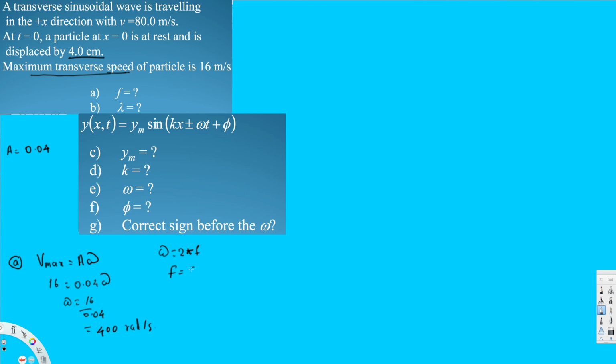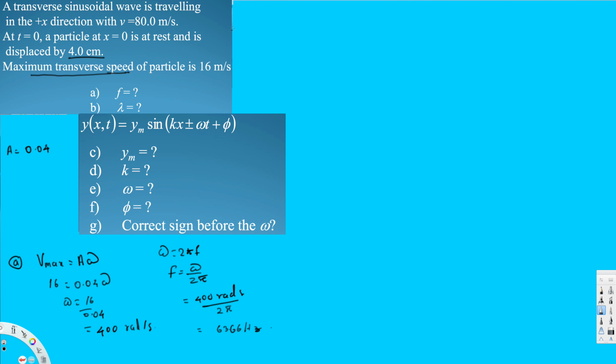f is going to be equal to omega over 2 pi, and here we have omega 400 radians per second divided by 2 pi. That's going to give us 63.66 hertz. So this is the answer for the first question.